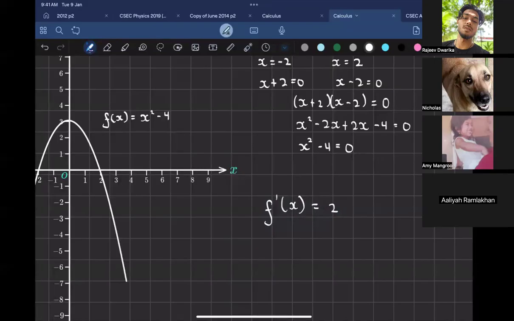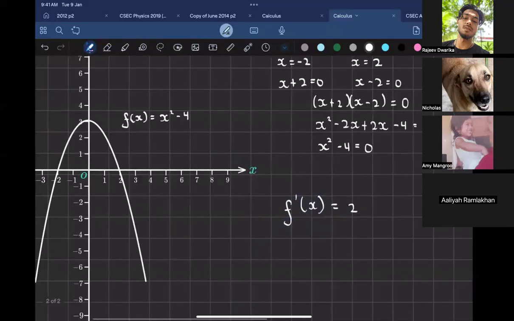Yeah, but when we differentiate x squared, you wouldn't just have 2. 2x, right? Yeah, 2x. 2x, that's correct.